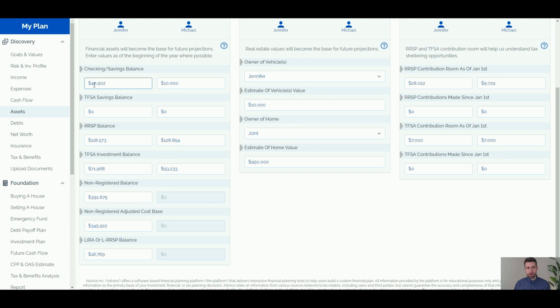We've got lots of cash here. So this is a good emergency fund, 40 to 50,000. We've got our RSP balance entered here. And this could be multiple RSPs that you've just accumulated into one value, and then TFSA investment balance.